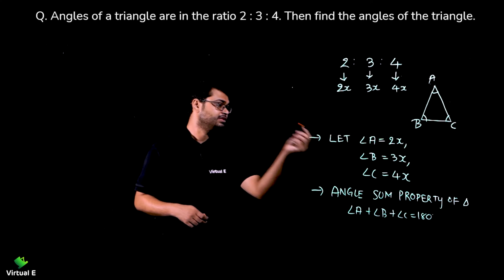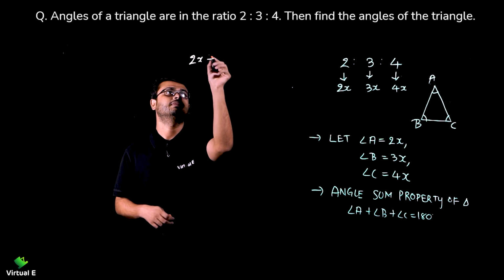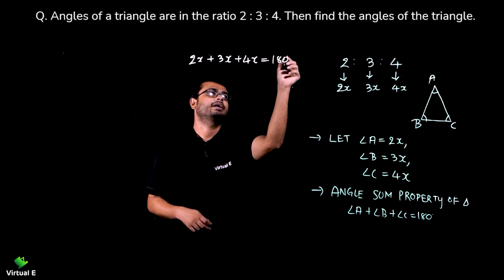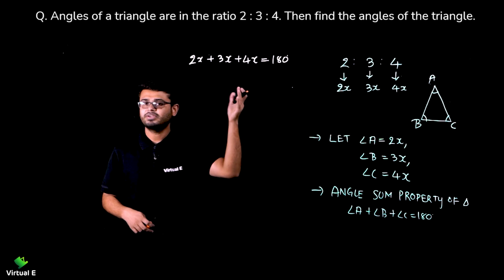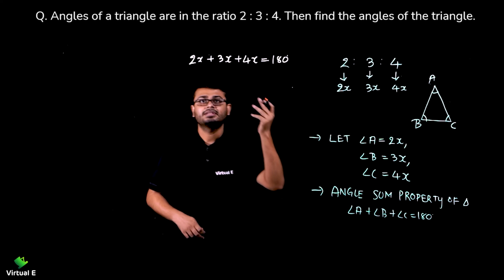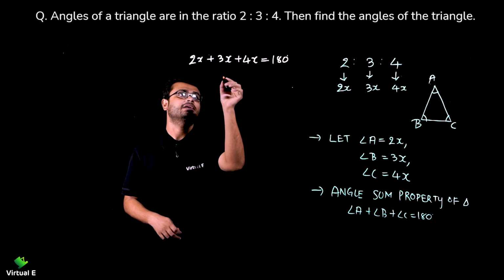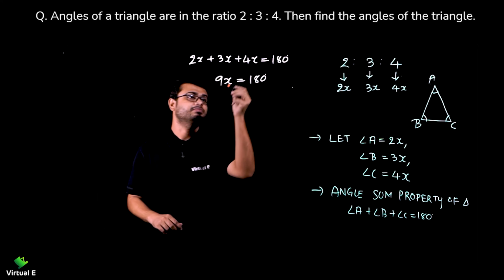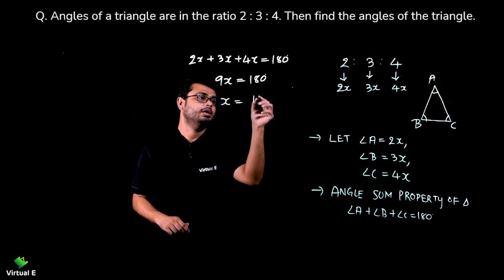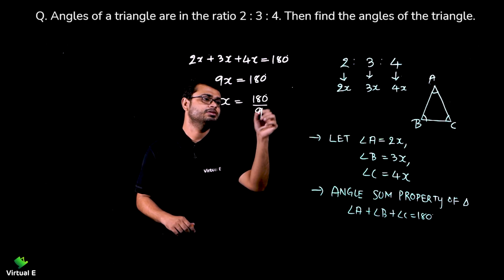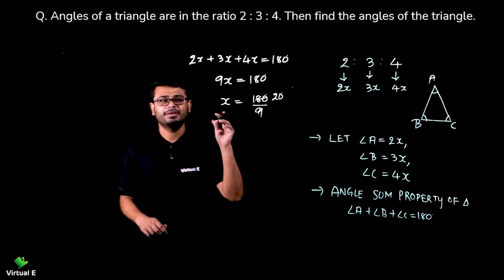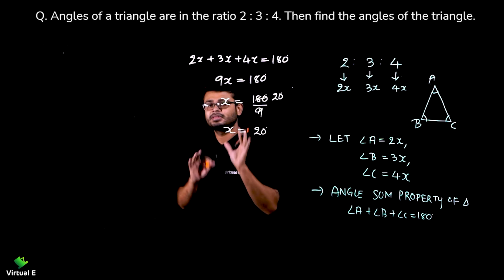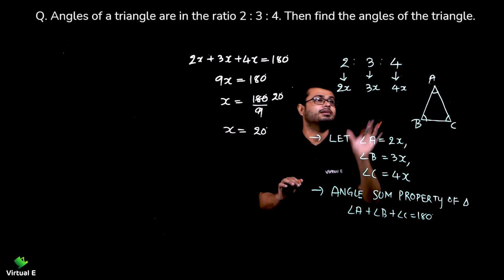We have 2x plus 3x plus 4x is equal to 180 degree. This is a linear equation in one variable. We have x, x, x. Simple. Add them up. You are going to get 9x is equal to 180 degree. Now x is equal to 180 degree over 9. It is a very simple calculation. So the value of x is 20 degree. This is not the final answer. We want all the three angles.